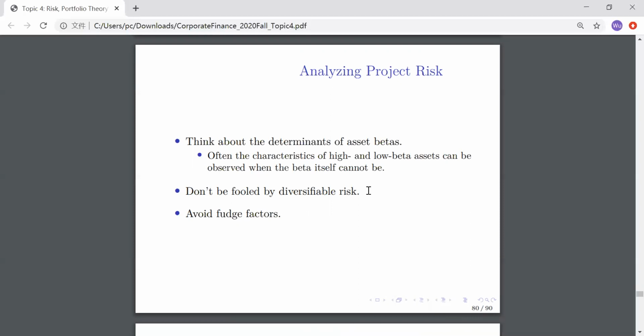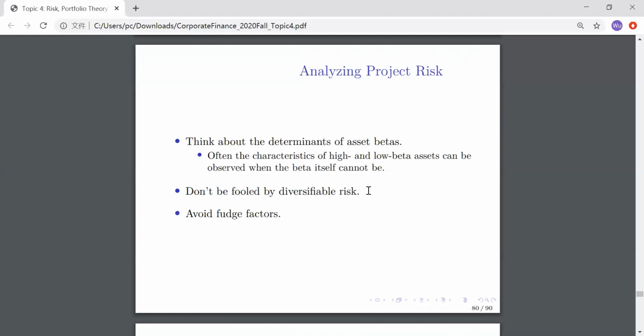So for example, for a pharmaceutical company, what is the diversifiable risk? It is the risk of one drug, the failure of one drug. That is idiosyncratic risk. It's not correlated with the market risk. So this is diversifiable risk. This is not the risk we're talking about here.